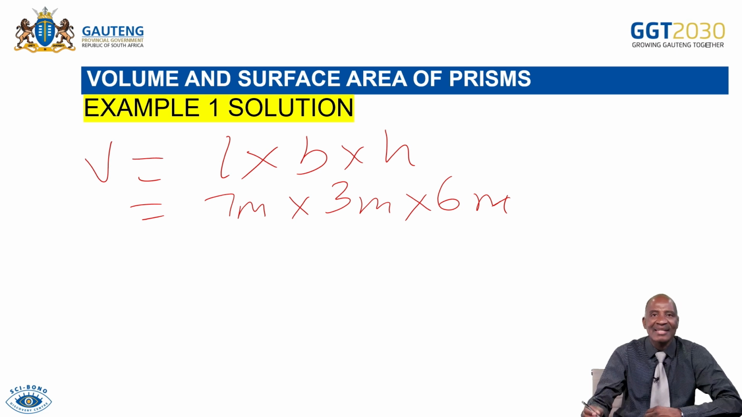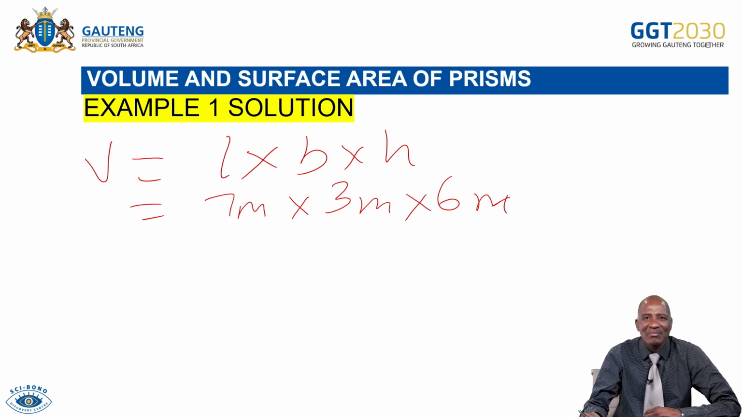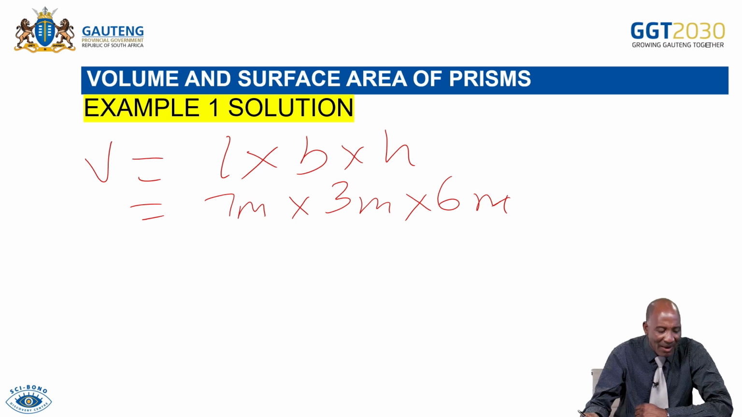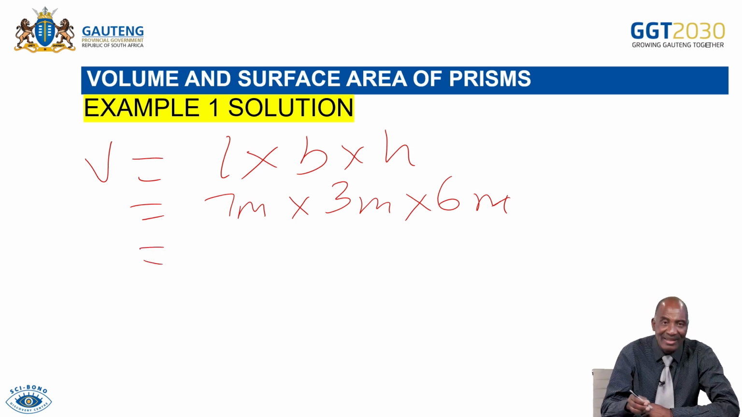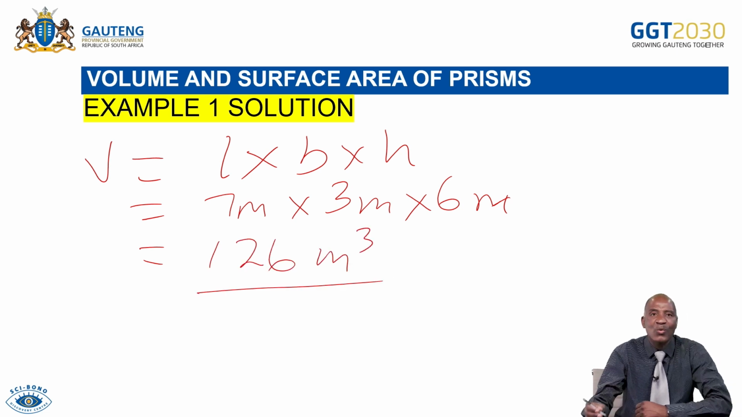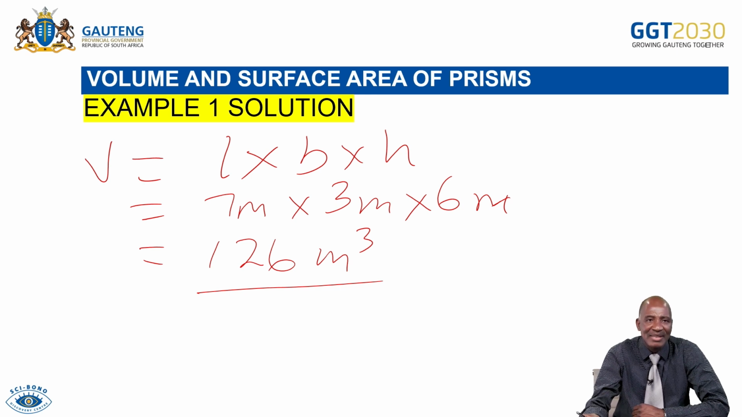You can already see there are 3 dimensions involved there: 7 meters multiplied by 3 meters multiplied by 6 meters. Some people don't put units, but if you are dealing with volume, you must indicate that the units are cubic units. It indicates that it's a 3D shape and you are dealing with 3 dimensions. When you multiply these 3, this is calculator work, I'm getting 126 cubic meters. That's our volume.